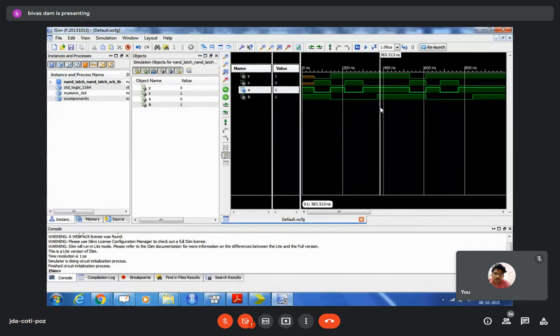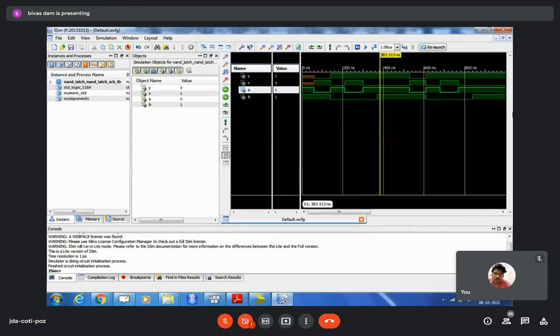Then I have made A and B both 1 here. In case AB is 1, what is happening? The last output condition is continuing, as per our truth table. And there is no zero delay oscillation error, nothing of the sort.